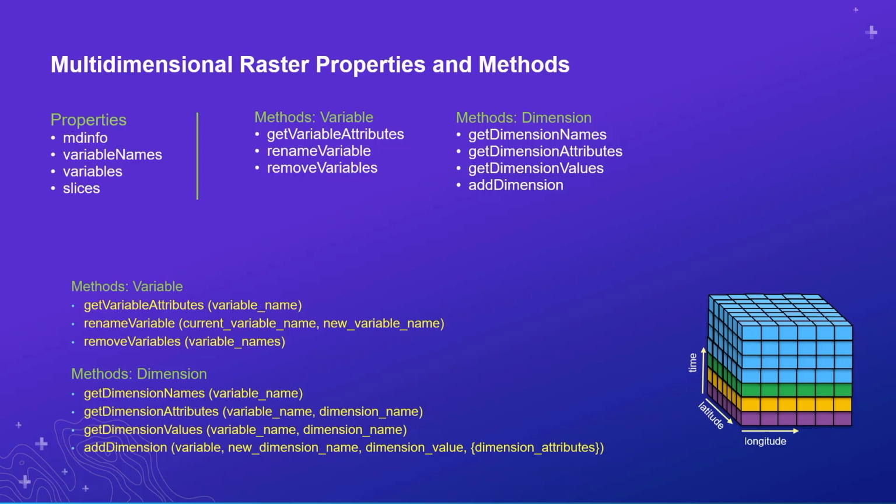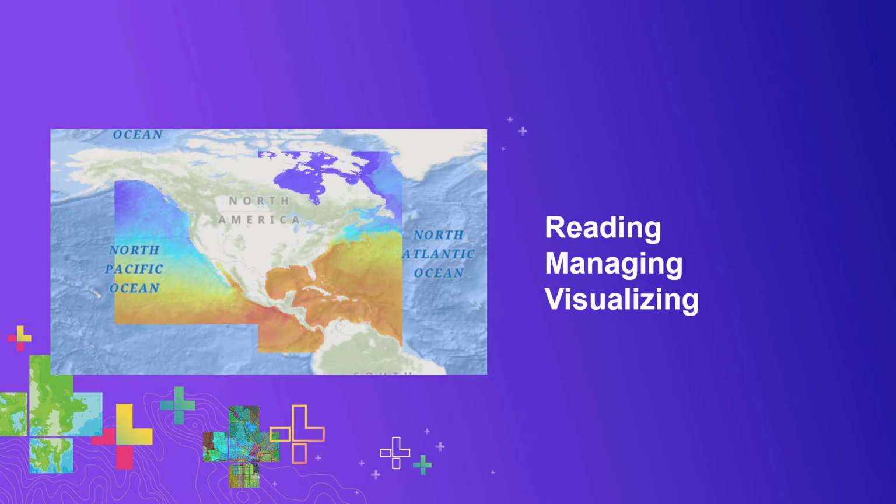Methods are grouped into two categories. One group is for representing your variable, and the other group is to work with dimension. You can see that through these properties and methods, you can actually find out a lot about your data and extract the information and the slice you need to work with. With that, I will hand over to Sharmishta so that she can show you how easy it is to read, manage, or visualize this data in ArcGIS.